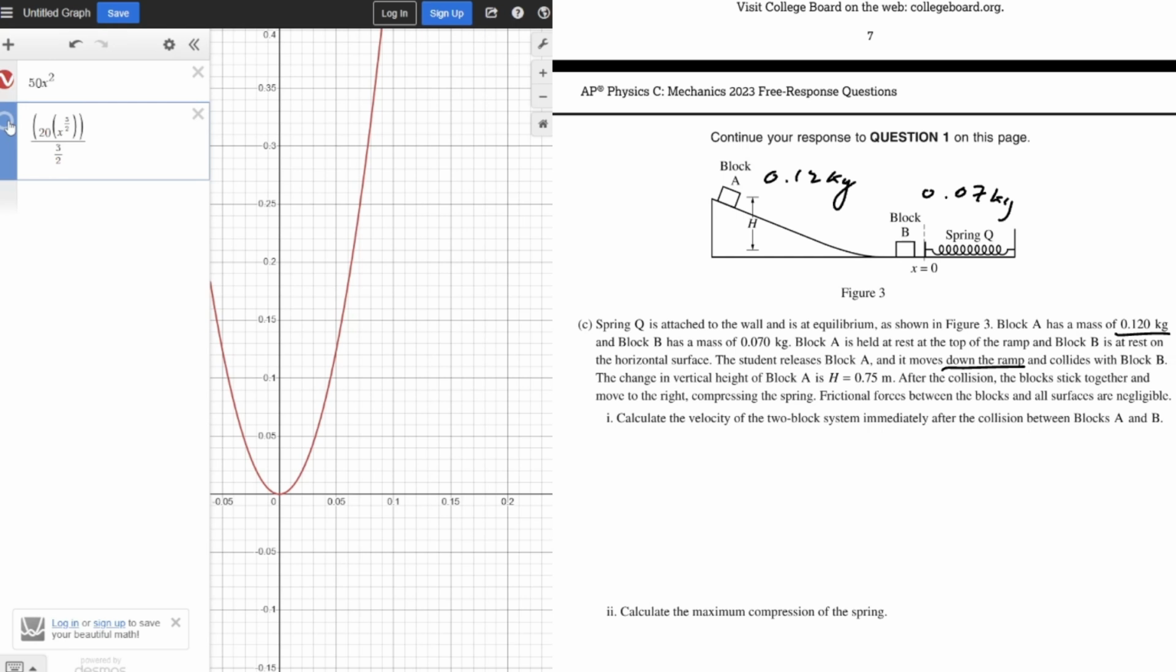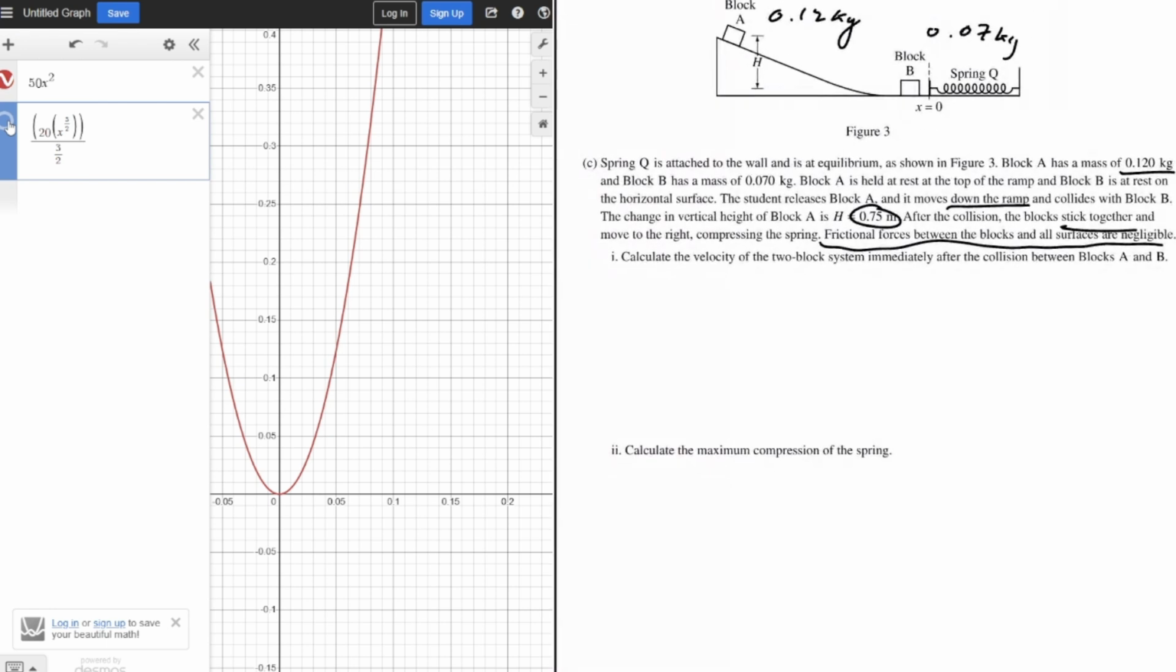Okay, so the change in vertical height, oh great, they give it to us, is 0.75 meters. After the collision, the blocks stick together. That's important. Stick together and move to the right, compressing the spring. Frictional forces between blocks and all surfaces are negligible. Done. Okay. So let's think about it.